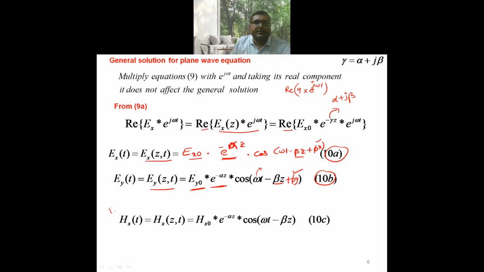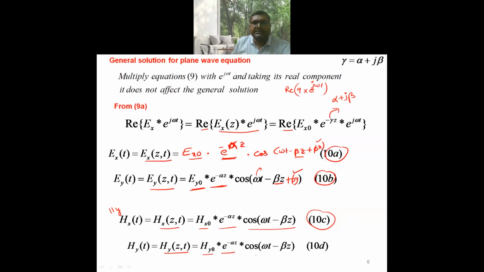Similarly, for magnetic field components, Hx of z comma t equals Hx naught e power minus alpha z cos omega t minus beta z, and Hy of z comma t equals Hy naught e power minus alpha z cos omega t minus beta z. Let it be equations 10c and 10d. Once again, refer equations 10a, b, c, d. These equations are a general solution of plane electromagnetic waves.